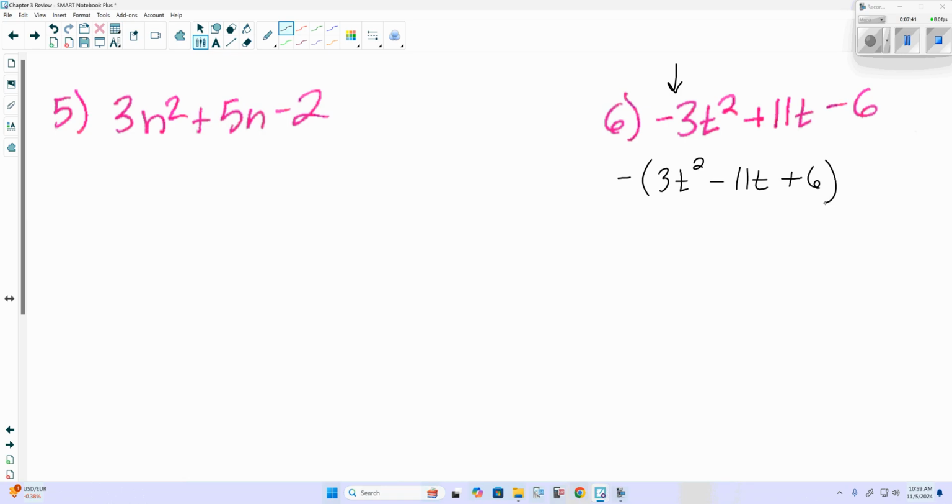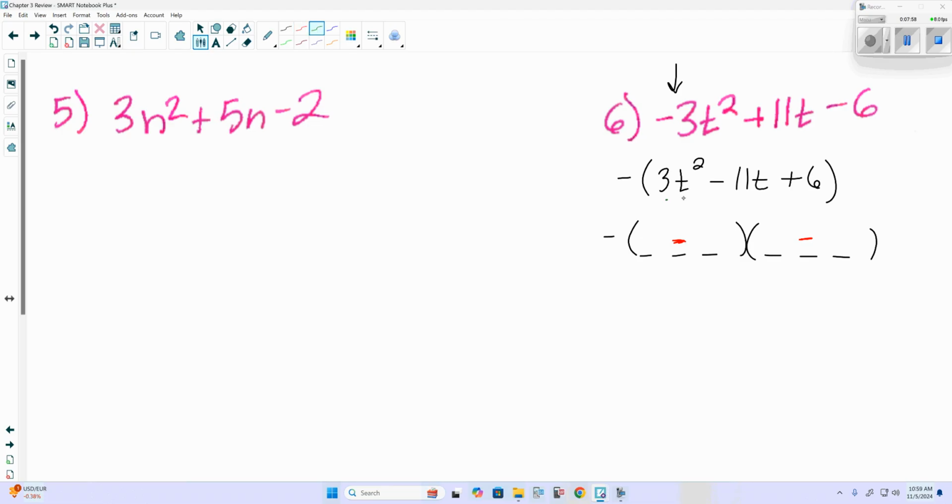Now at this point here, we're going to write our two sets of parentheses with 3 spaces. Since the third term is positive, the signs are the same and match the sign of the middle term. So we have negative and negative.